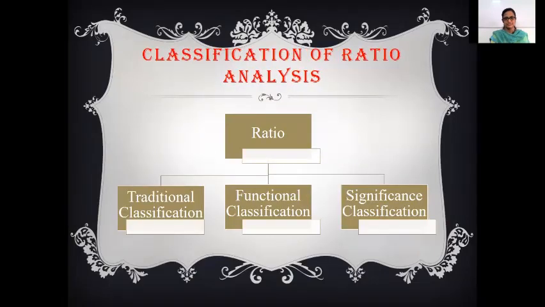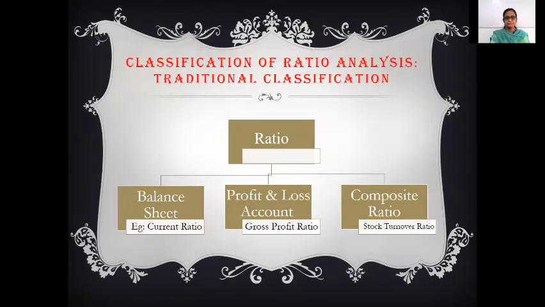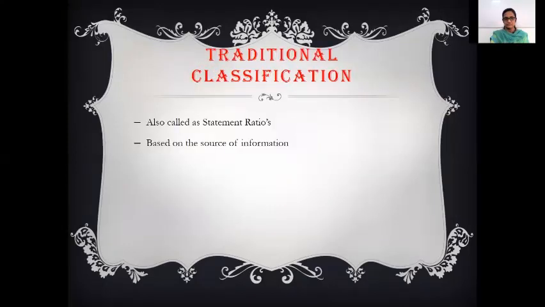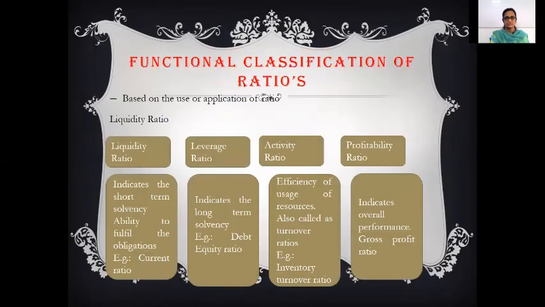These are the classifications of ratio analysis. It is classified based on traditional classification, functional classification, and significance classification. Again, it is subdivided into balance sheet ratio, profit and loss account ratio, and composite ratio. Under balance sheet ratio, there are many ratios which we will see in detail. And profit and loss account ratio also, such as gross profit ratio. Traditional classification is also called statement ratio, based on the source of information.